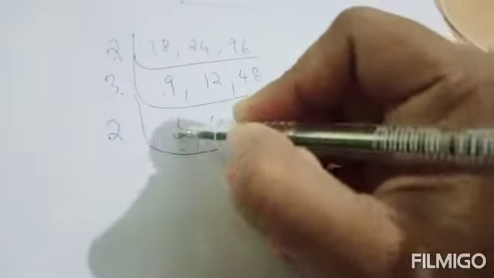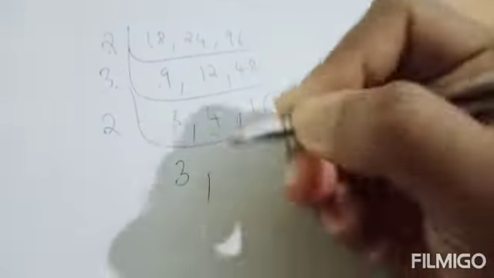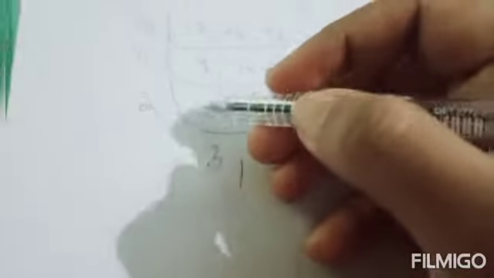Okay. 3 you can't divide by 2. So write 3 itself, in the next line. Now 4 divided by 2, 2. 16 by 2 it is 8. Now 2 and 8 you can divide by 2.